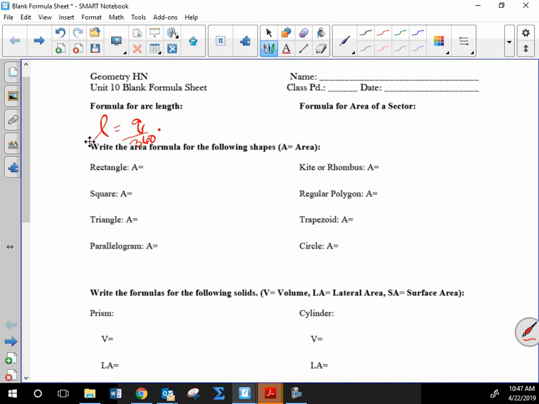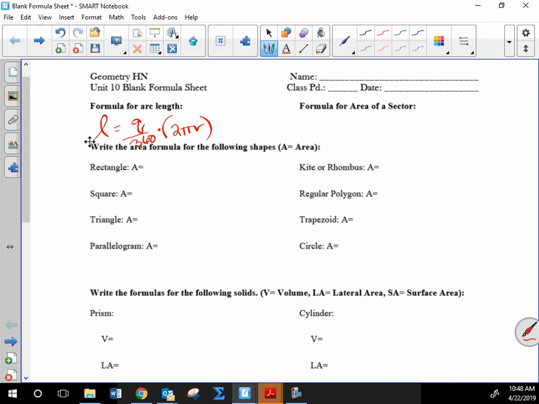And then if I'm talking about arc length, what am I multiplying by? Circumference. And what is our formula for circumference? Pi d. Good. Pi times diameter or 2 pi r. I don't care which one you do, same thing. Are we writing this? Yeah, you can go and write it down. That's the formula.